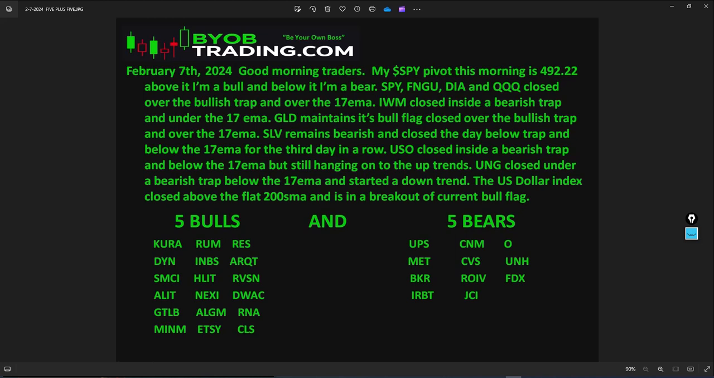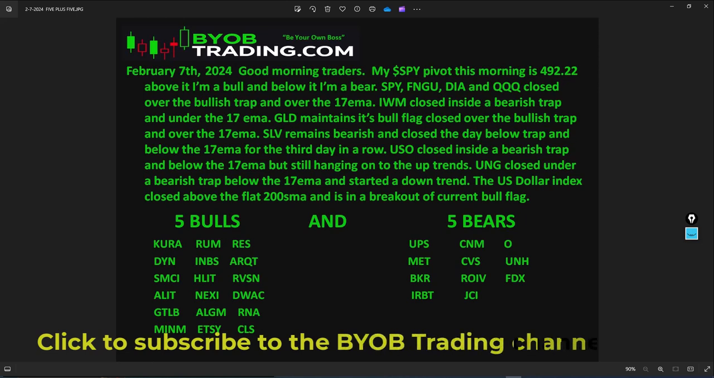Silver remains bearish and closed the day below the bearish trap and below the 17 EMA trend indicator for the third day in a row. USO closed inside the bearish trap and below the 17, but still hanging on to the uptrend. UNG has entered downtrend status.